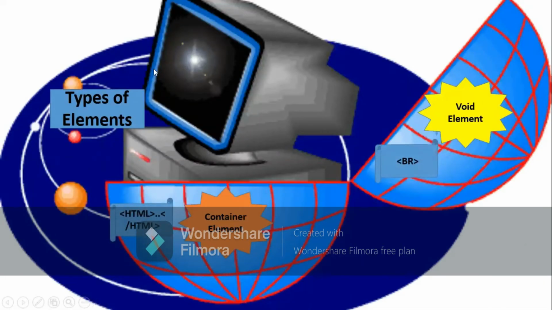When we talk about the types of elements, we have container elements. As a web designer writing up the code, you will find that certain tags are referred to as container elements, or void elements. Container elements have a starting and an end tag. But void elements don't have an enclosing tag, such as the break tag.